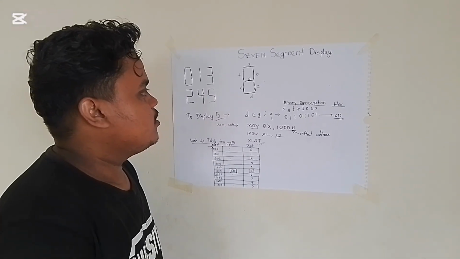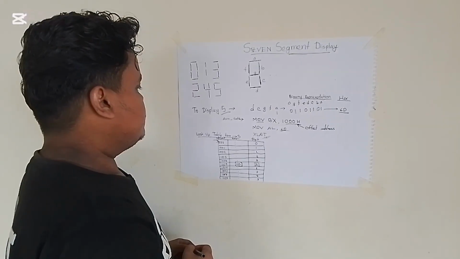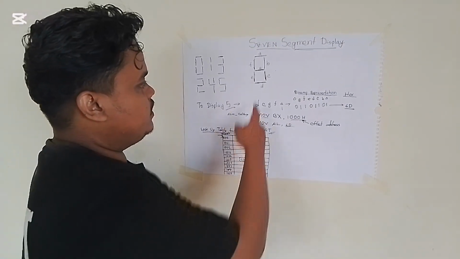Today I discussed the 7 segment display, and how to display any number from 0 to 9 on this display.